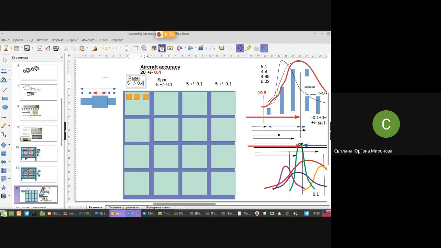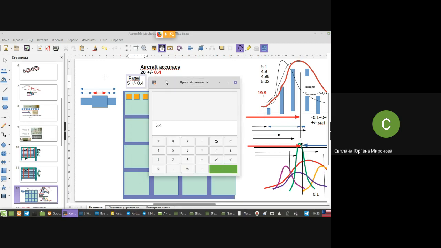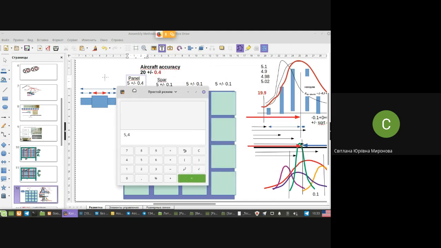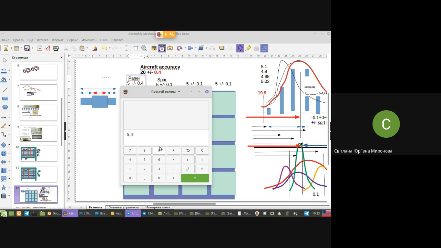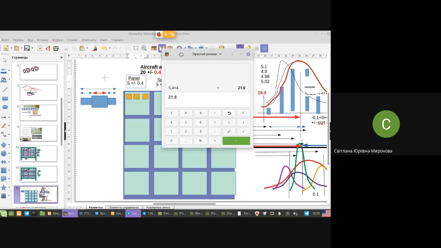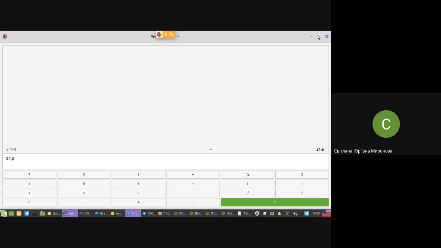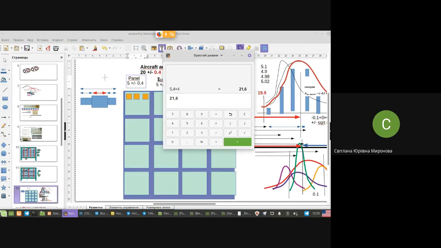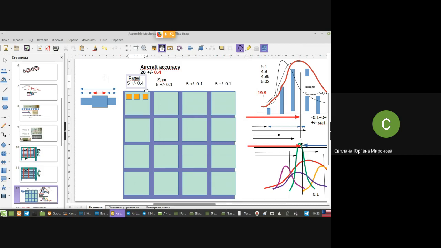then 5.4 4 times. What will be the possible maximum size? Multiply by 4. Does it correspond to the tolerance? No. No. What should the tolerance be here? May it be the same tolerance as for the cube, or should it be less?